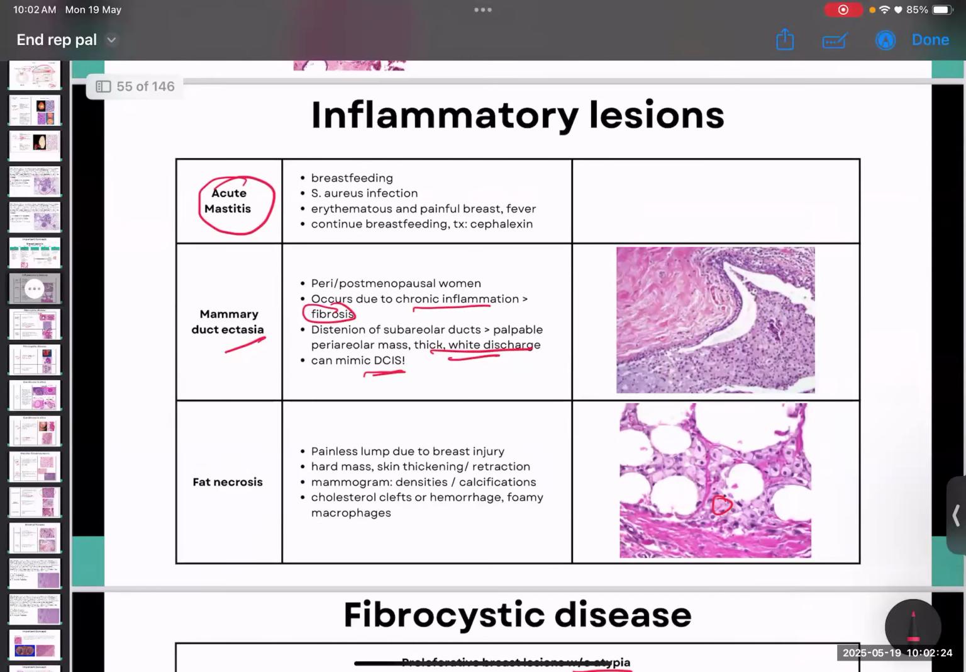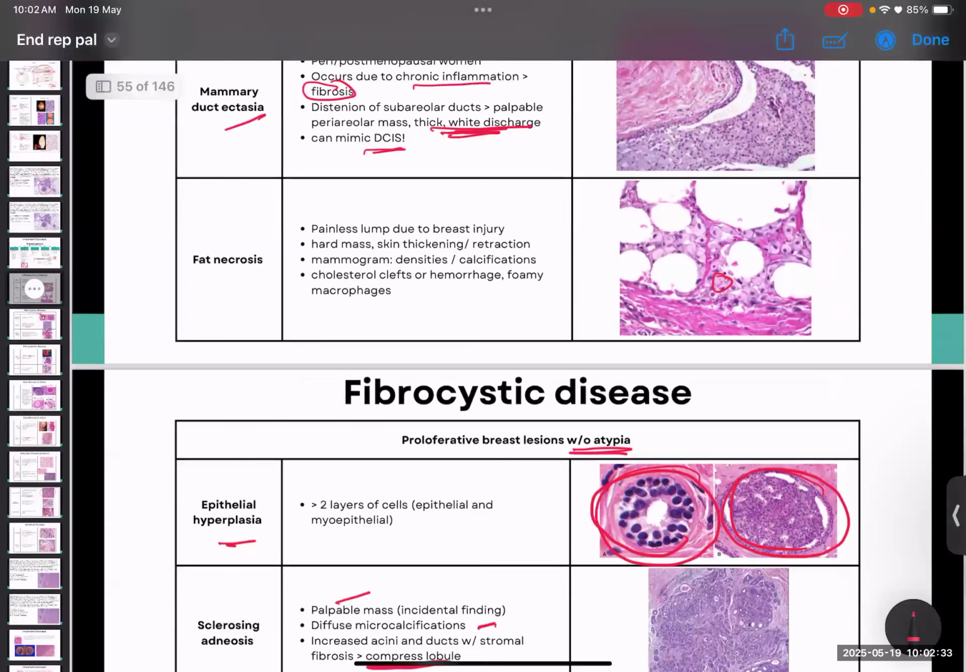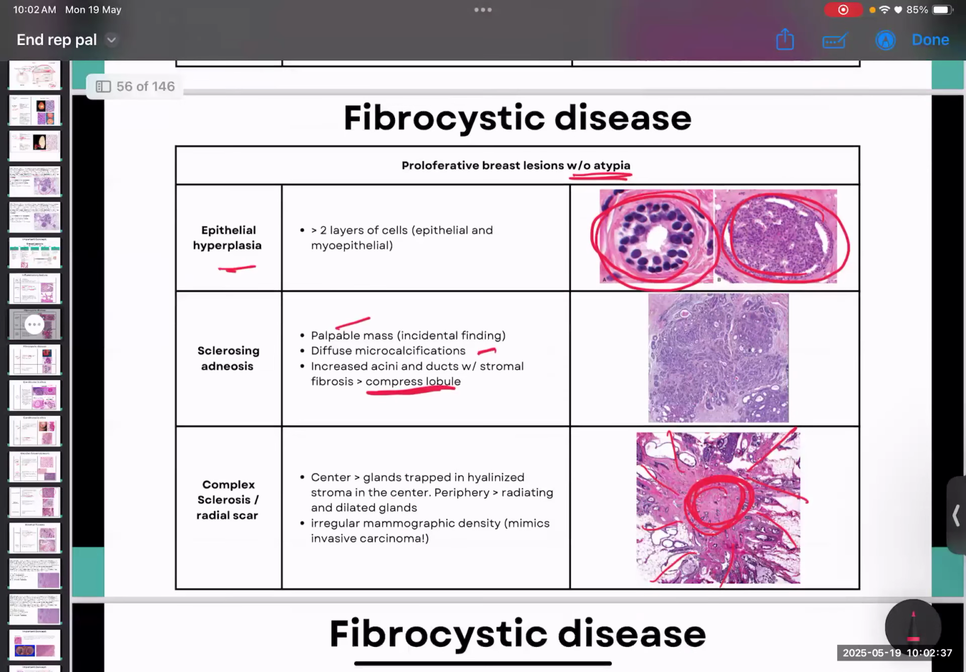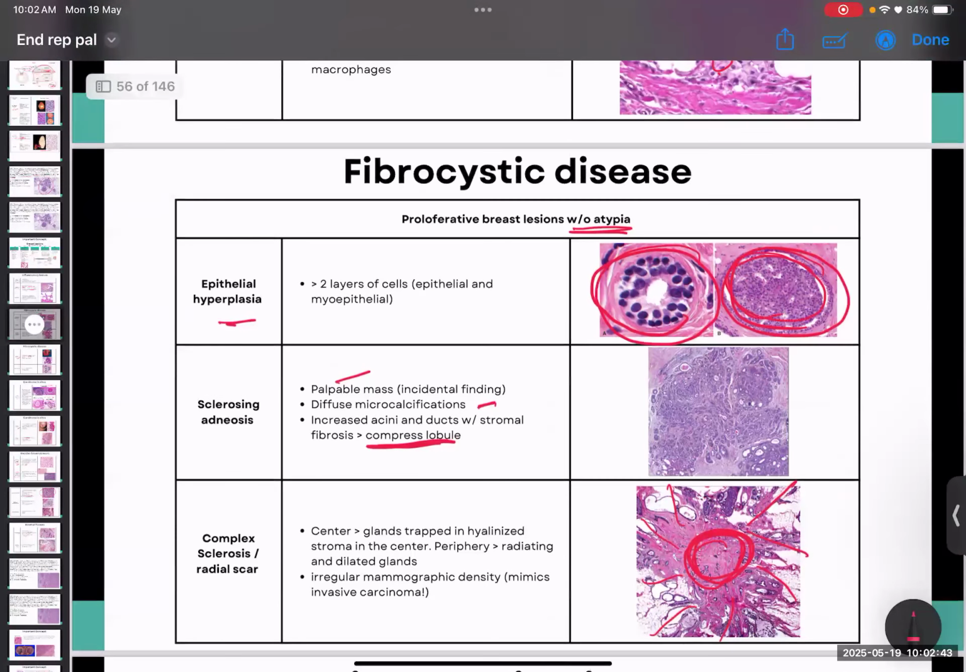So mammary duct ectasia usually will be having hyperplasia within the ducts, but then it is going to have a very characteristic thick white discharge. Fat necrosis, you're going to see foamy macrophages with cholesterol clefts. Epithelial hyperplasia, just a lot of cells within the duct, and then this could mimic DCIS. However, DCIS would usually present with the mass and microcalcifications.